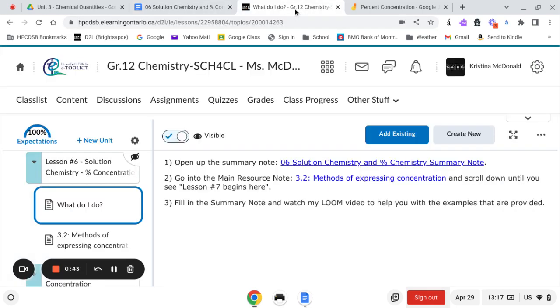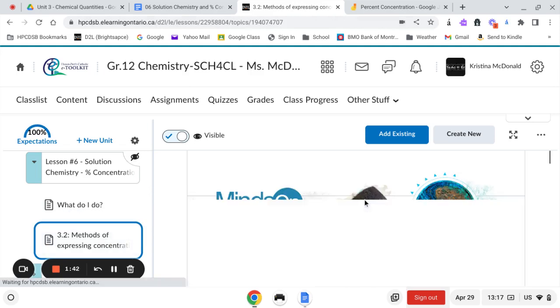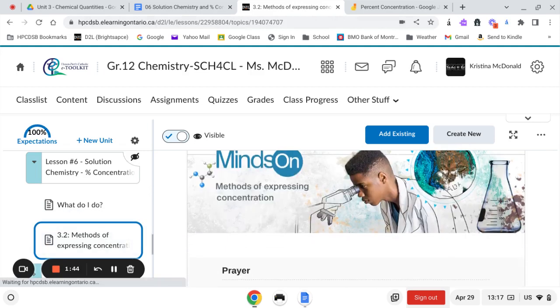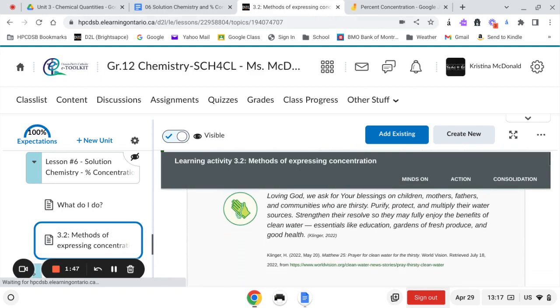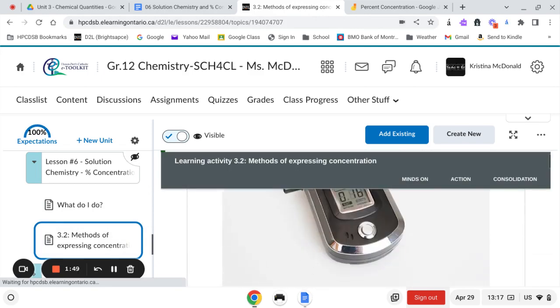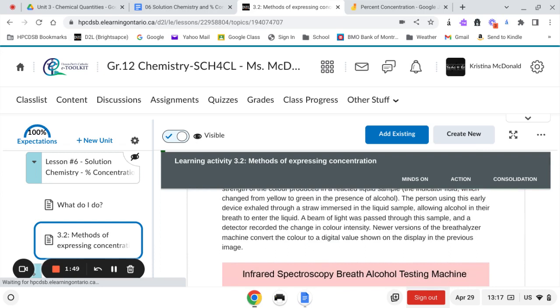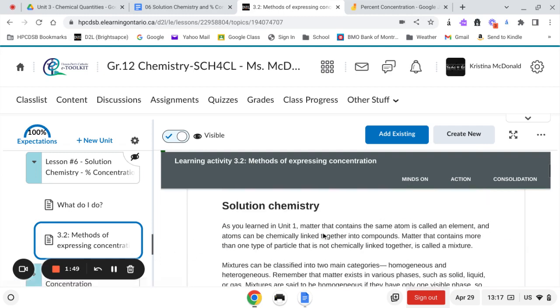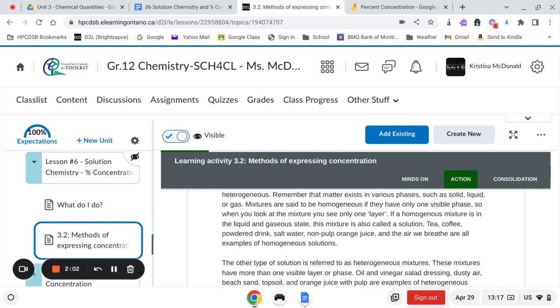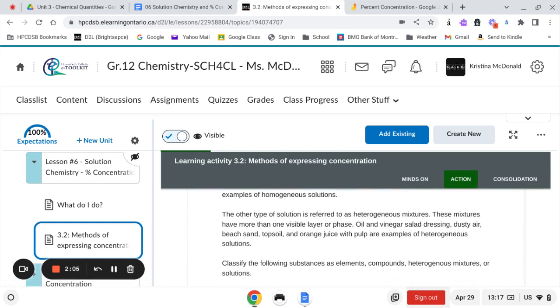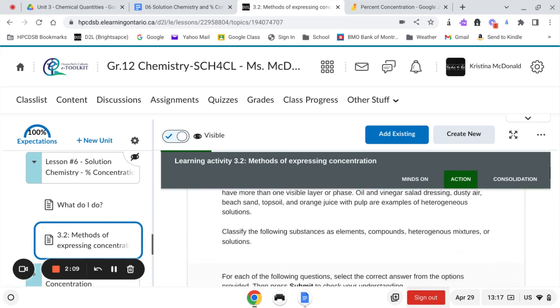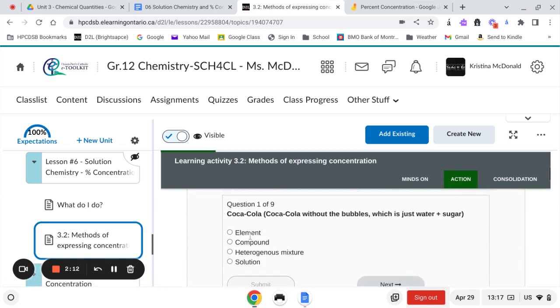So in the what do I do, we also have our main resource note listed here. So I'm just going to refer to this for a second. We're going to use this note for the next few lessons as usual. There's some good background on breathalyzers and how they measure concentration of alcohol in your blood. And then we get into solution chemistry. So we talk about the different kinds of solutions. This is important that you go over this. These are ideas that you would have learned in junior science, but we need to review. I want you to do this, okay?